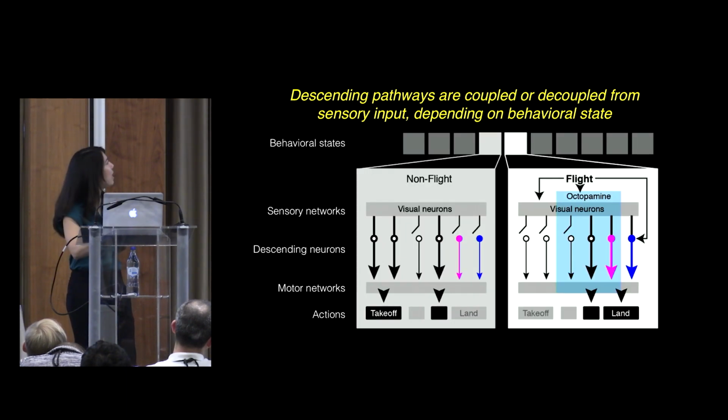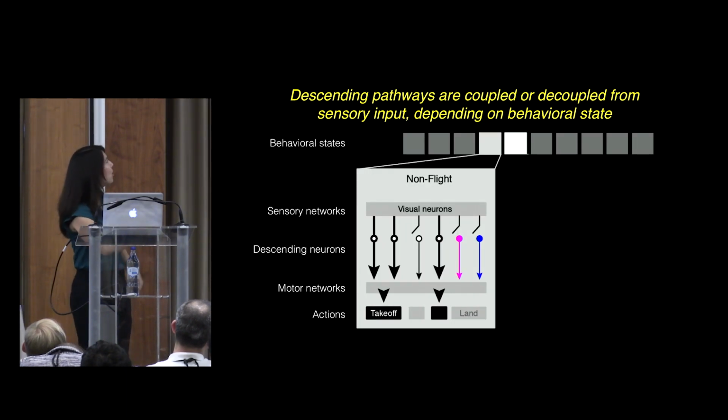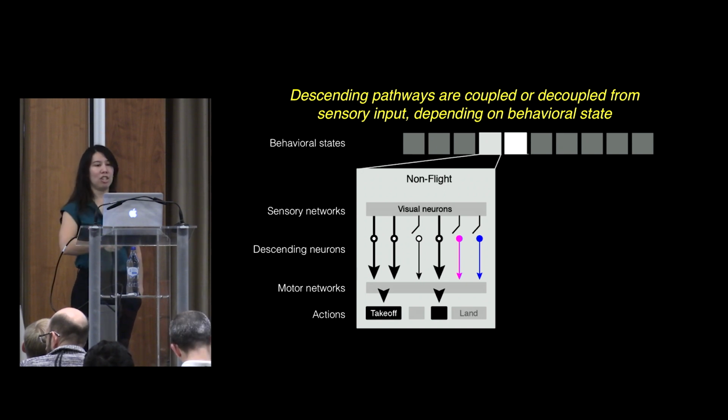And so here's my last slide. Here's a little cartoon of how we think this is working. So we think that descending pathways are basically coupled or decoupled from sensory input depending on behavioral state. So you can imagine in the case of non-flight, here was sort of the first story I told you, you have these visual projection neurons which are potentially encoding different features about ethologically relevant stimuli such as a looming predator. They can be combined by these descending neurons in different ways to produce actions such as takeoff.